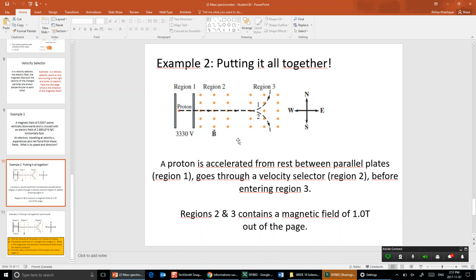Now, if it was too fast, this side of the equation would be higher, and therefore the magnetic force pointing upwards is going to be stronger and it's going to curve up. And if it's too low, then this side of the equation would be lower, and therefore this side of the equation would be stronger, and therefore it would curve in. And why is it not the velocity?